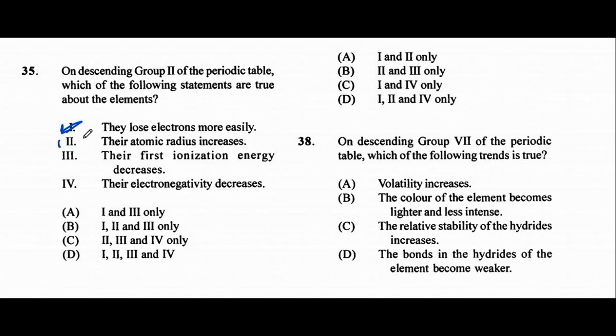Yep, because as you go down the group, you enter another period, and as you enter another period, there is another energy level. And number 3, their ionization energy decreases. I said that, it's true. The electronegativity decreases. Yes. So all 4. Remember, electronegativity on the periodic table generally increases from bottom to top and from left to right. So 35 is D, and let's go to 36.